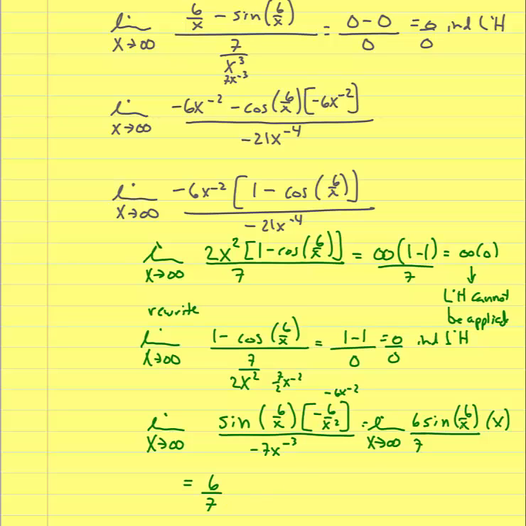Now, 6 over infinity is going to 0. The sine of 0 is 0. So I have 6/7 times 0 times infinity. Dang it! So this is another indeterminate form that L'Hopital's cannot be applied to.